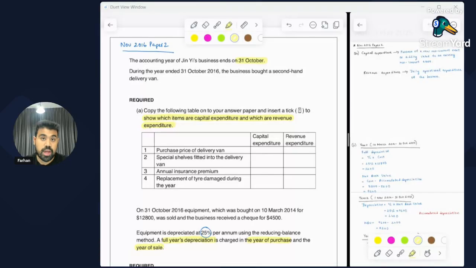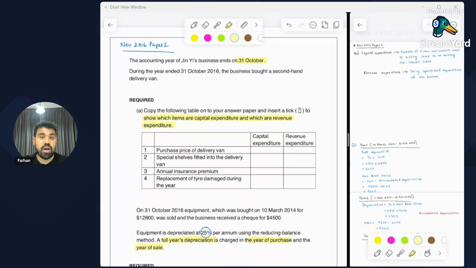Hello everyone. Today we have another question from the 2016 Paper 2 past exam. In this question you'll first learn to differentiate between capital and revenue expenditure, and then we will prepare the accumulated depreciation and the sale of non-current asset account.